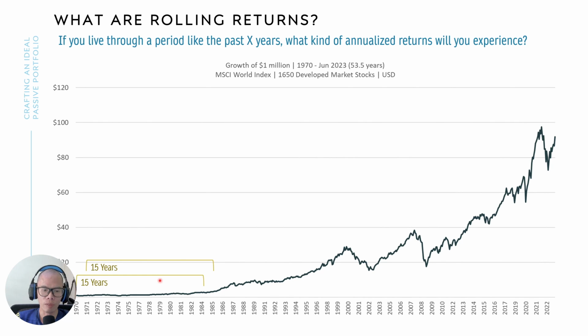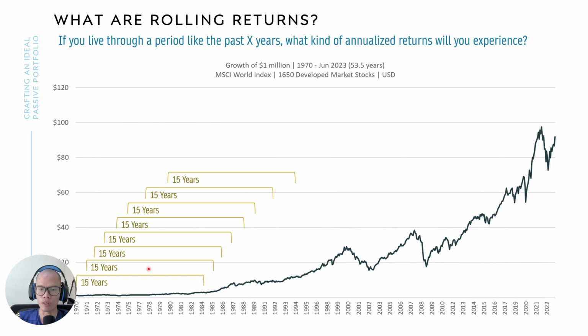Now, once you find out the returns for this one, you can go on. Okay, now we go to maybe 1971 to 1985. That's another 15-year period. And then you go on to 1972 to 1986. So these are rolling returns. You'll be able to find out the returns for all of these periods.